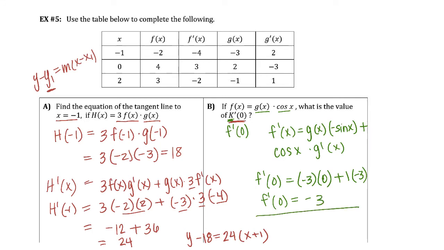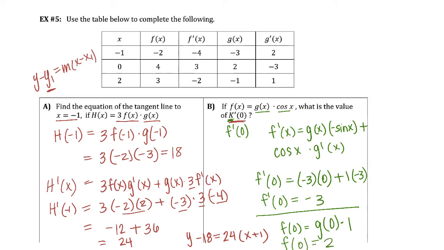All right, now we need to also find our y value. We have our x value, so for our y value with this, we need to find f at 0, which is going to be g at 0 times cosine at 0. Well, cosine at 0 is 1, so I'm going to go ahead and write that in. And then g at 0 is 2. So we found our y value is going to be 2 times 1, or 2.